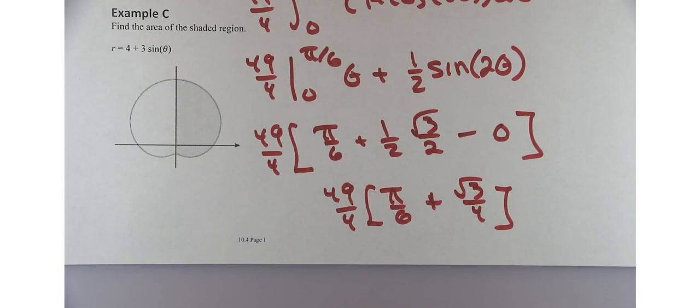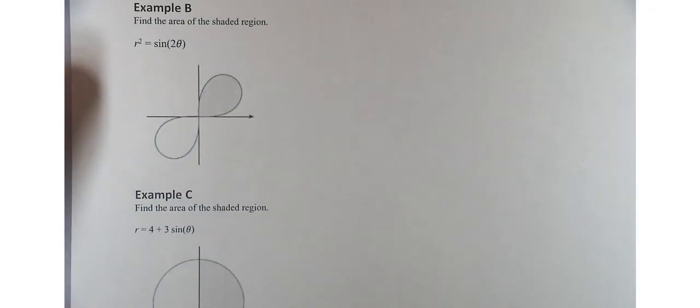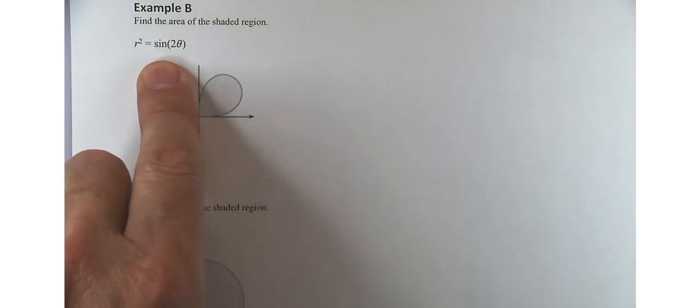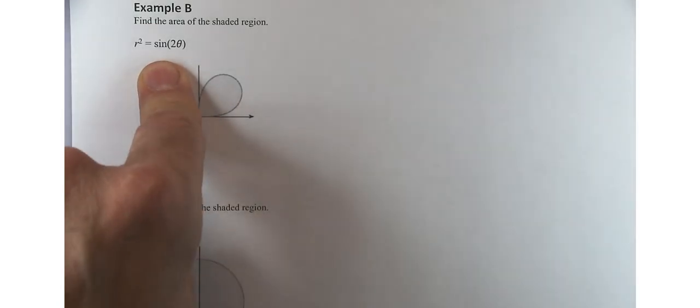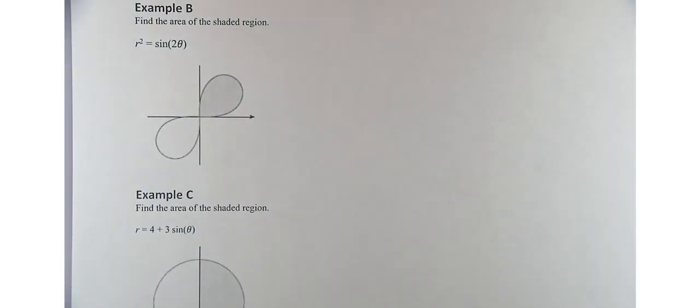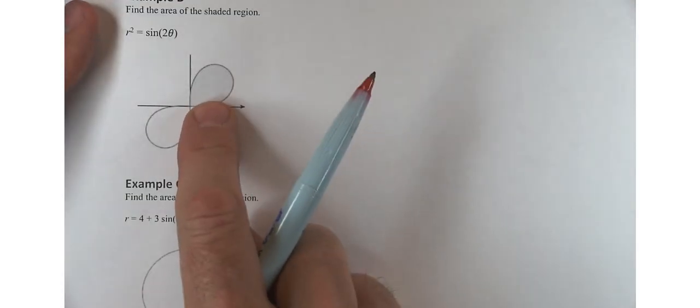So let's move on down to example B here. For example B, we've got r squared equals sine of 2 theta. I'm trying to remember the fancy word for this. I think it's called a lemniscate. I'm not sure. Somebody can double check me on that one. But we're trying to find the area of that lemniscate.